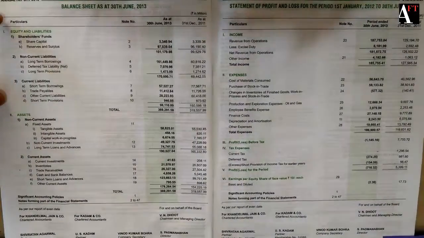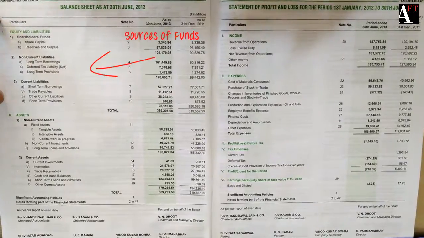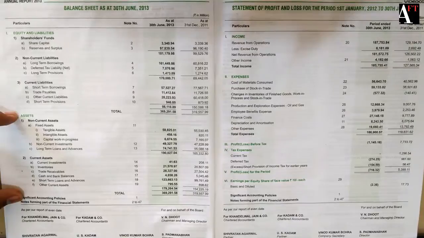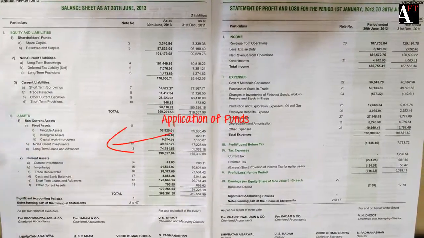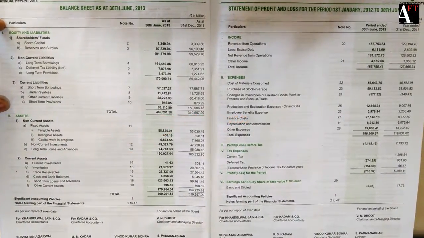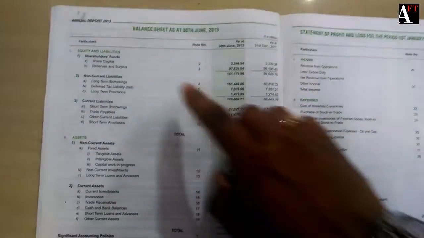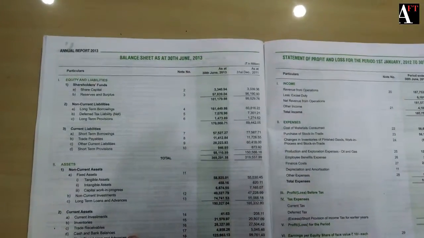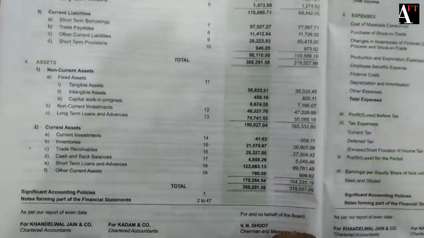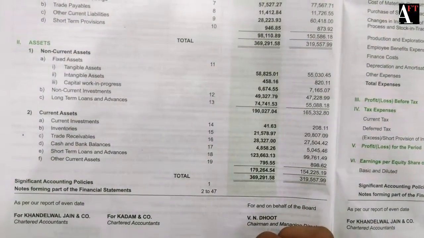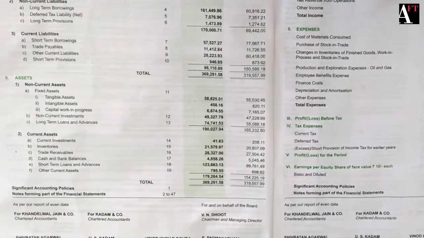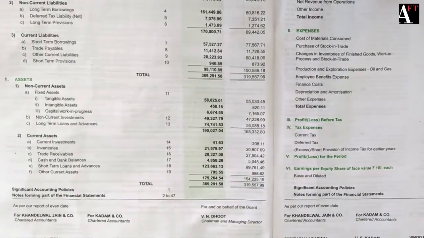There are two parts. One is equity and liabilities, which is sources of funds, and the other is assets, which is typically applications or uses of funds. On the sources side, you can see there are three subsections which include the shareholders' funds, non-current liabilities and current liabilities. On the asset side, or the uses side, you can see there are two sections which include the non-current assets and the current assets like inventories, trade receivables, cash and bank balances, etc.